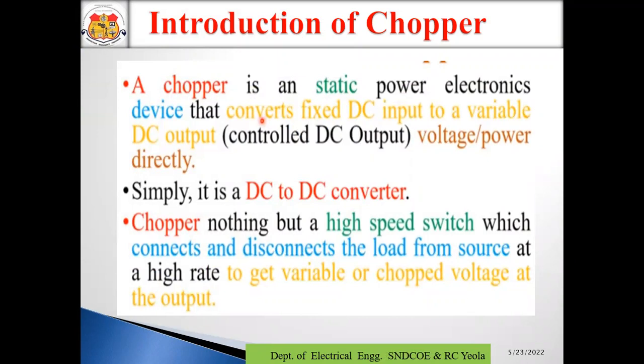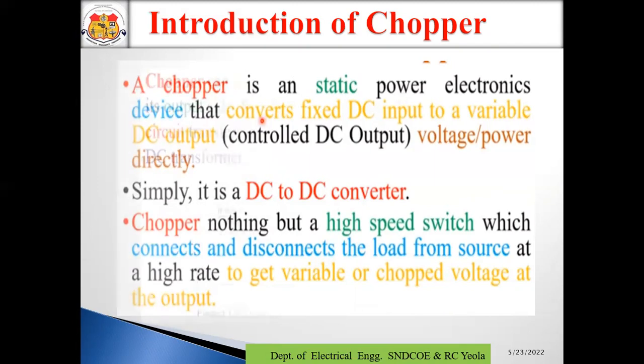voltage. That means our voltage or power directly, or we can say the controlled DC output voltage. Simply, it is a DC to DC converter. So chopper is known as a DC to DC converter, or we can say that it converts fixed DC into variable DC. Chopper is nothing but a high speed switch which connects and disconnects the load from the source at a higher rate to get variable or chopped voltage at the output side. So this is the main function of the chopper.